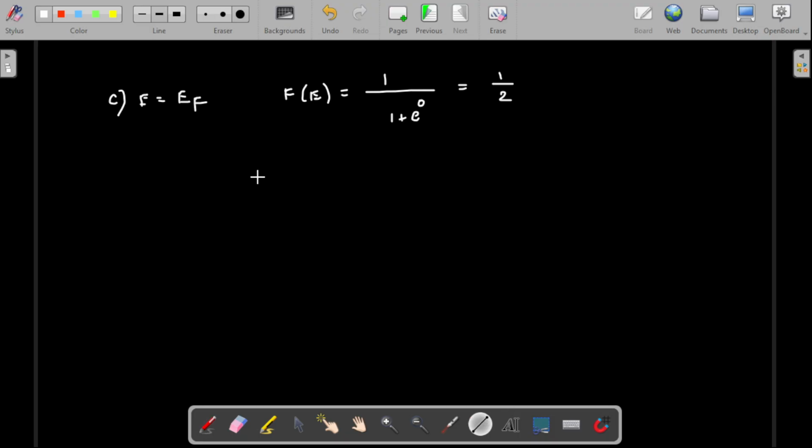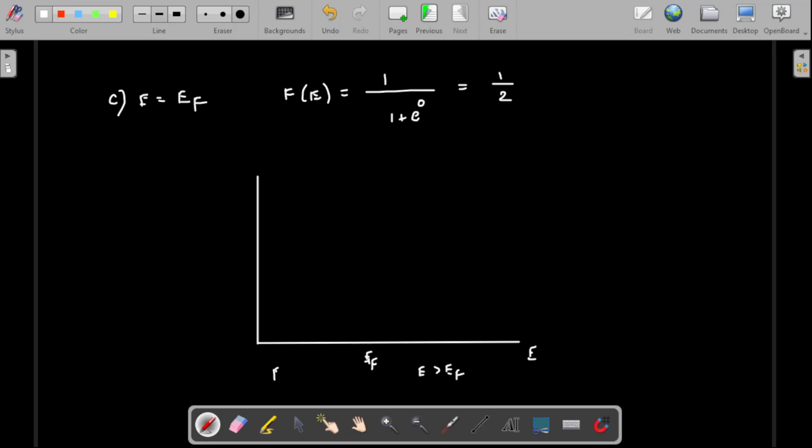If we draw this distribution function, we may get a good observation here. Let's take this as E. This is the center point, that is EF. This is E greater than EF and this is E less than EF. I hope it's understood. So this is the Fermi-Dirac distribution function.